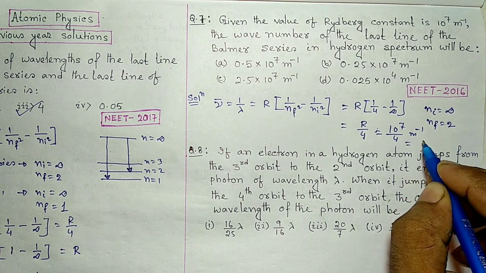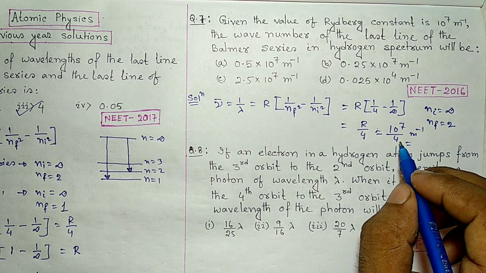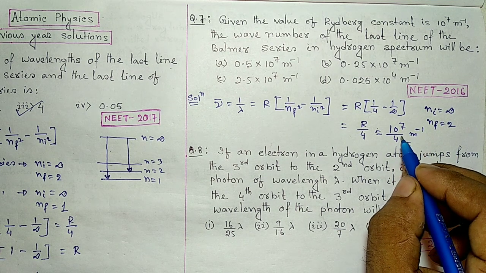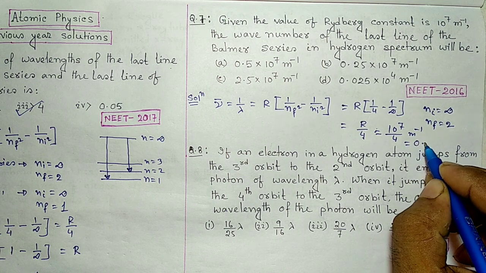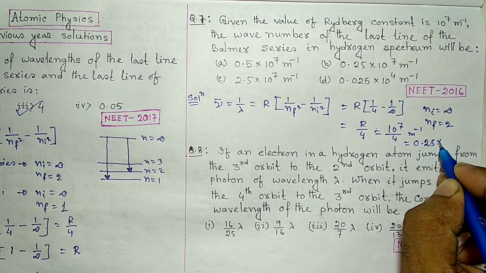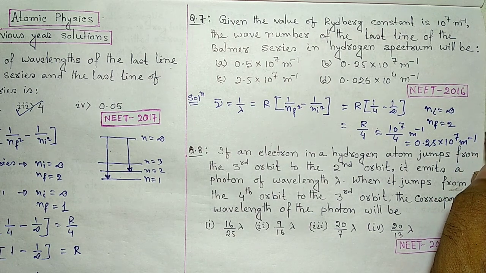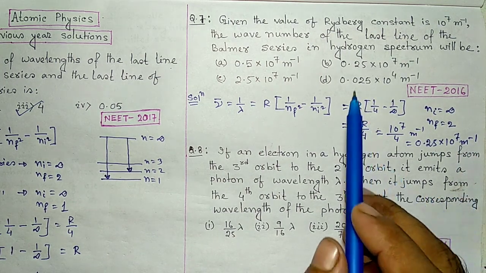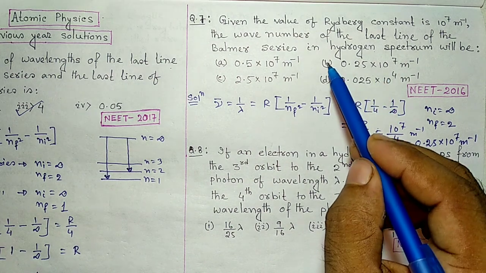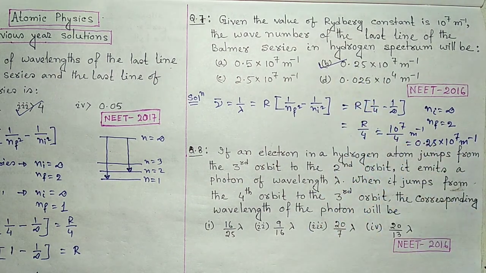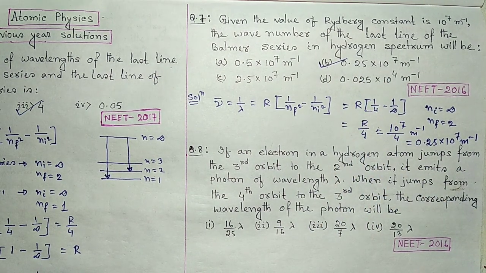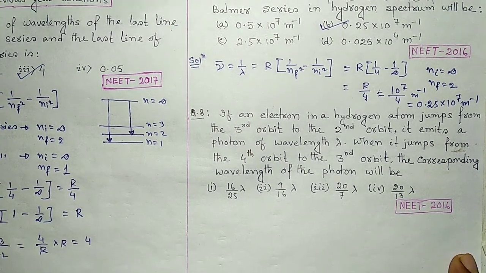If we write 1 by 4 of 10 to the power 7, then it will be 0.25 into 10 to the power 7 meter inverse. So option B is the right answer. Next question is question number 8.